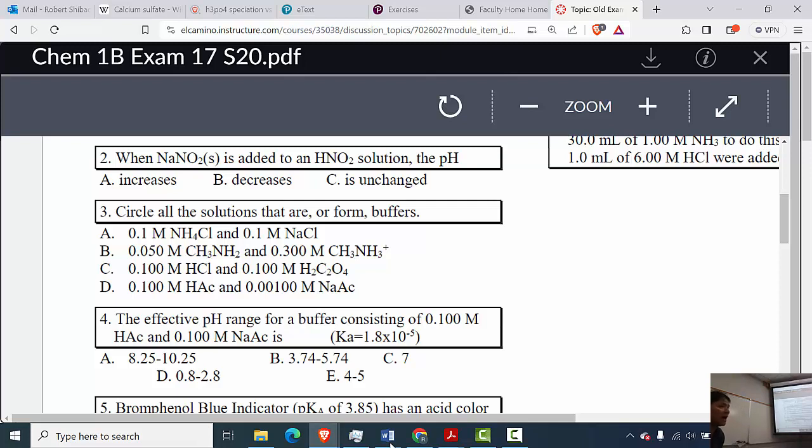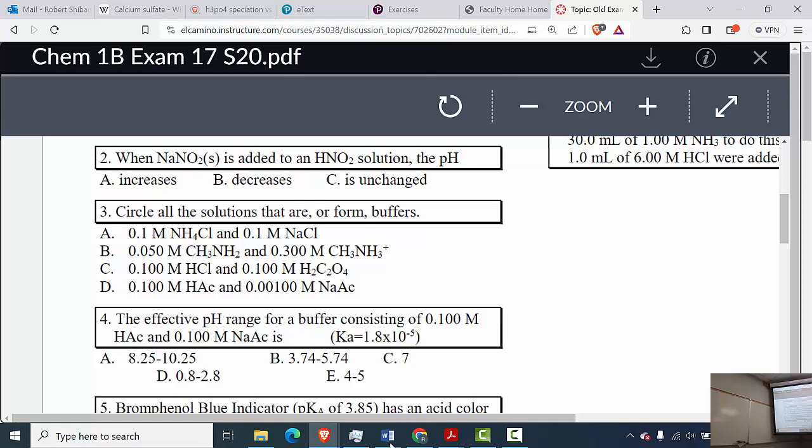In A, I see a weak acid. Do you see what's the weak acid in A? Ammonium. And do you see a weak base? No. And so A does not qualify as a buffer.